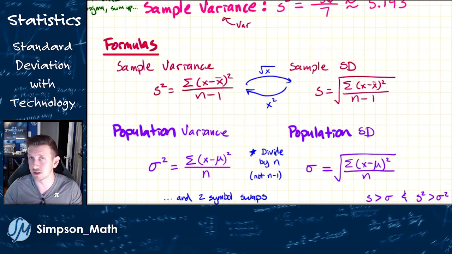That was your population. So you sampled everybody. You've gathered information from everyone in your stat class. Then we're just going to divide by n instead of n minus 1. That's the difference. That's the main difference.